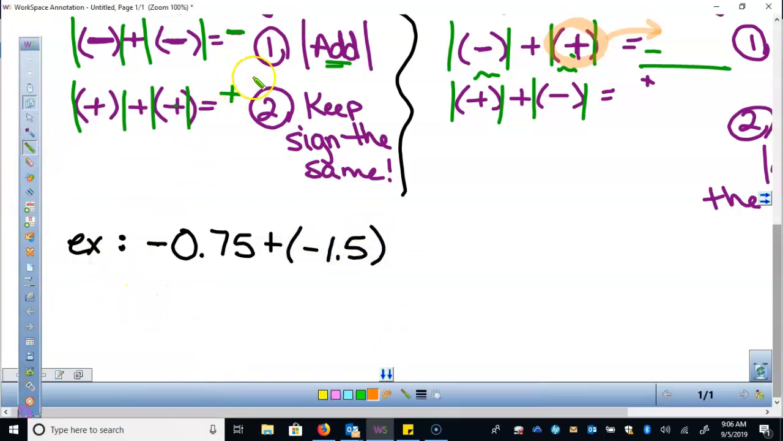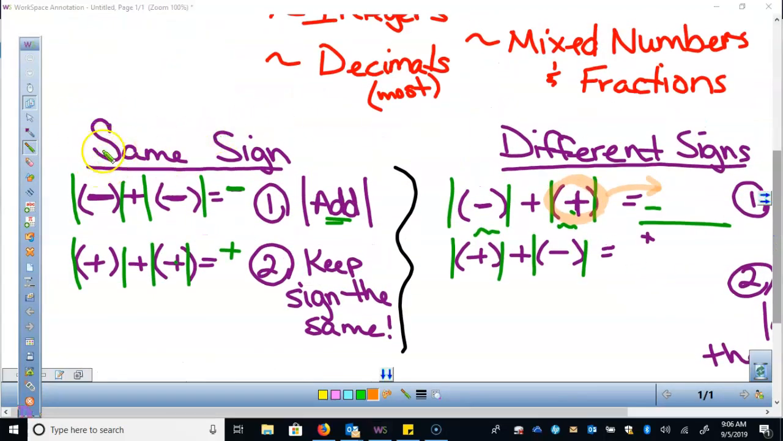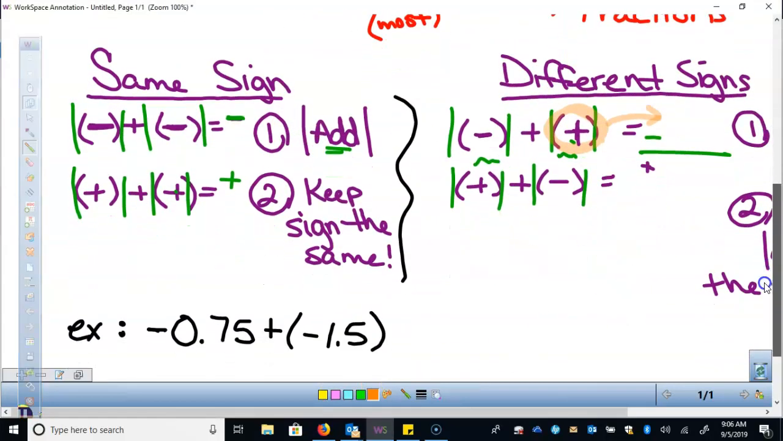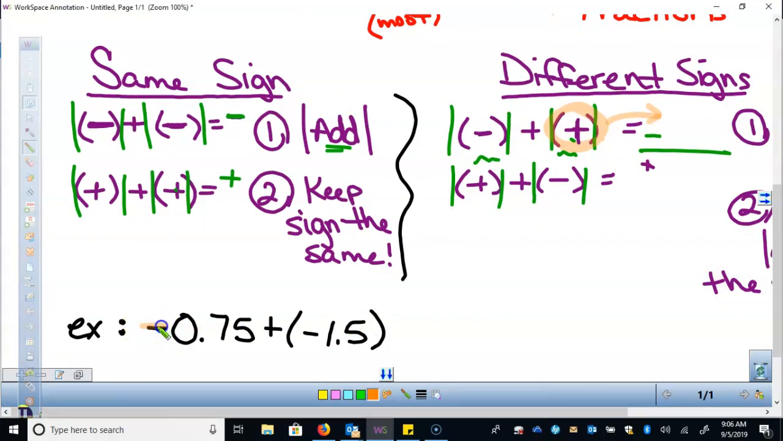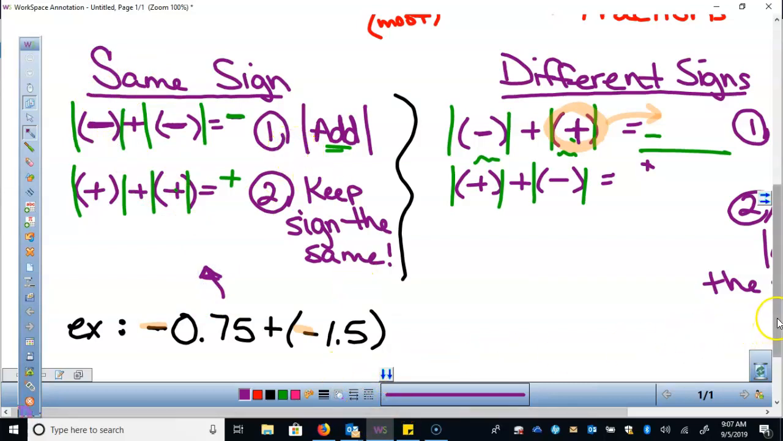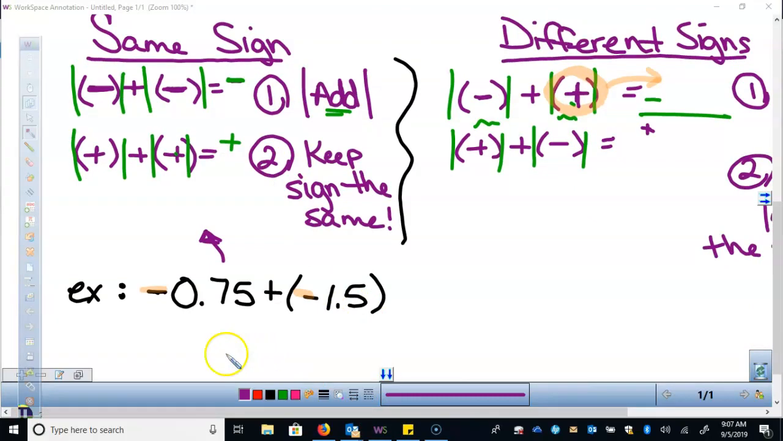I'm always going to ask myself that first question: same sign or different signs? I need to know which rules to follow. Here we have two negatives, so they are the same sign. They're both negative. So I'm going to follow these rules. Now, what does it tell me? First, we're going to add the absolute values. Well, let's find those absolute values, shall we? So I'm going to put those absolute value notations.